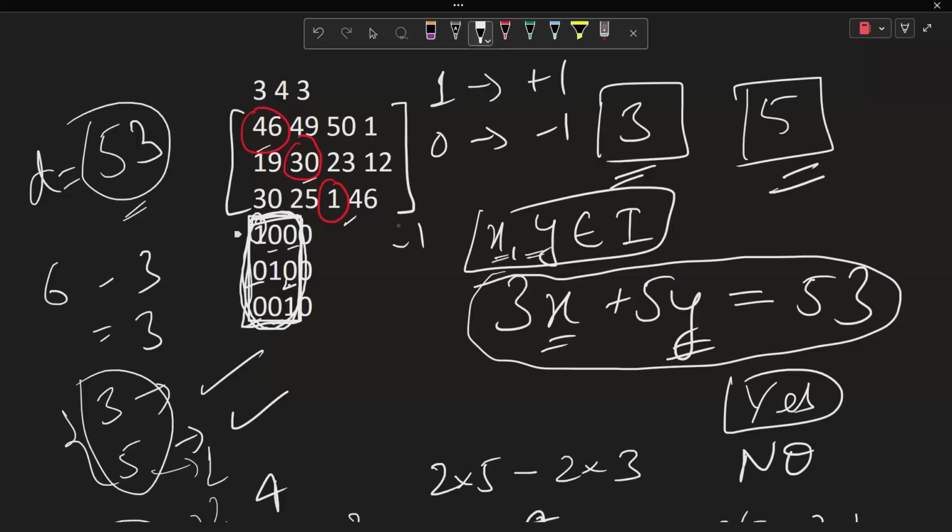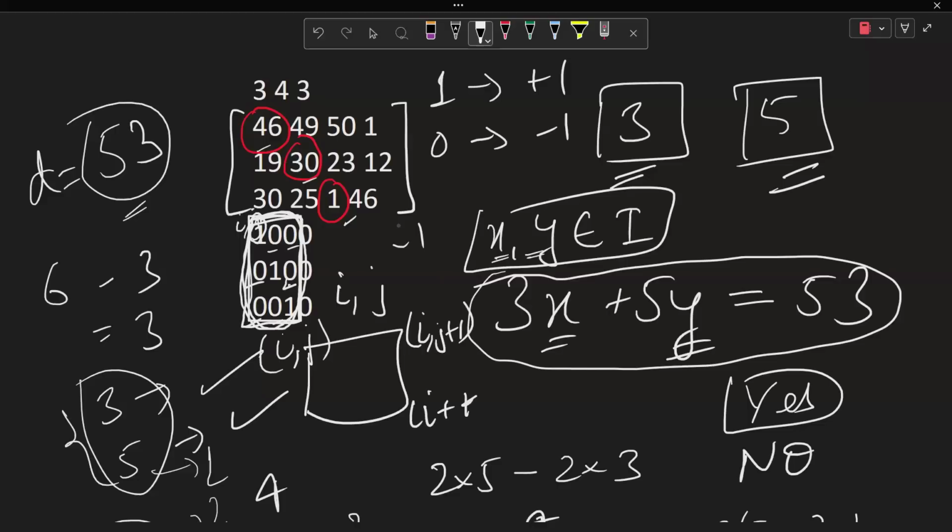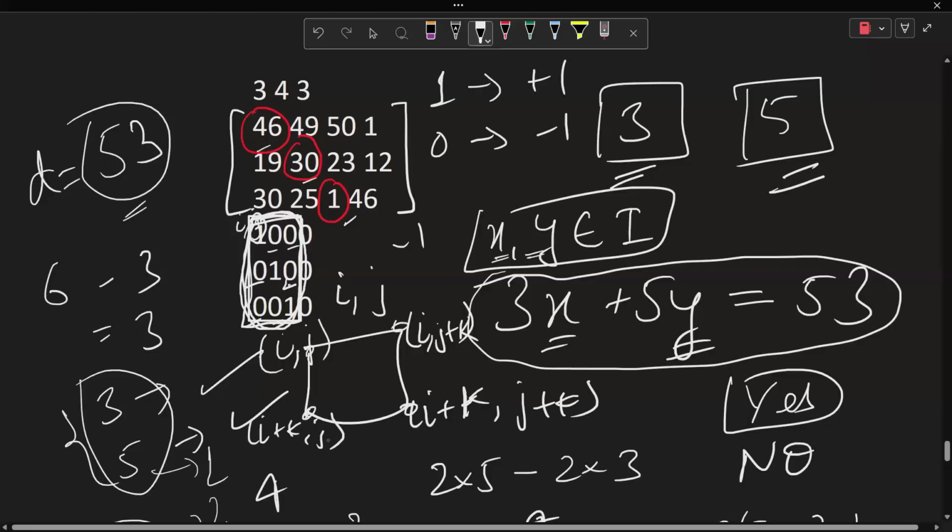If you are at i comma j, you would take your square from ij to i j plus k, i plus k to j plus k, and i plus k j. So these would be the endpoints of your submatrix that you got. So at every ij, you can check for this submatrix.